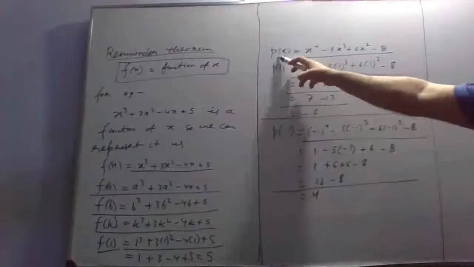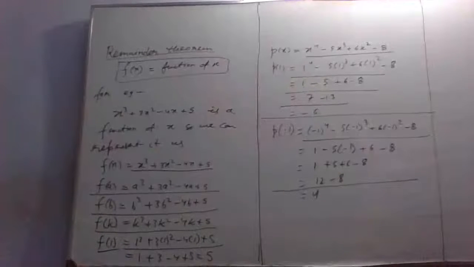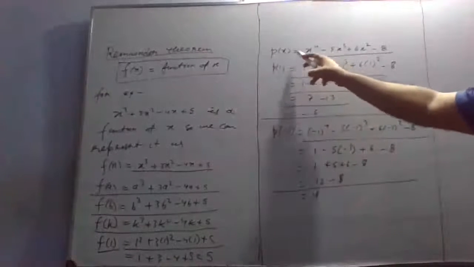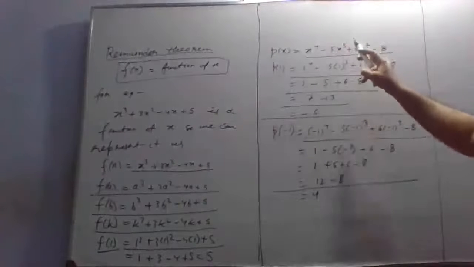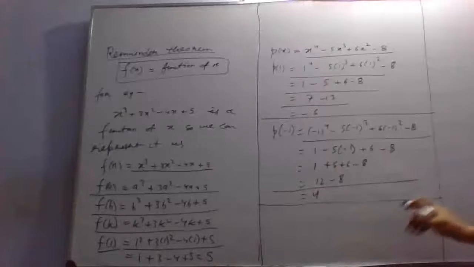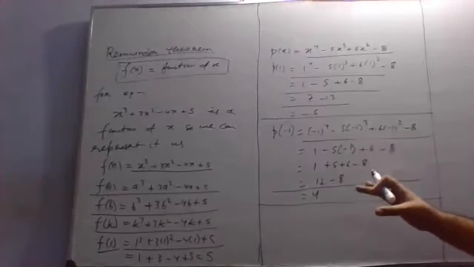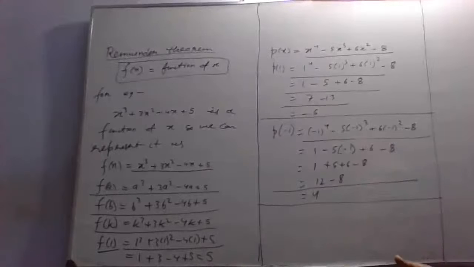P is only in terms of x. P(x) means p is in terms of x and its value is p(x) equals x to the power 4 minus 5x cube plus 6x square minus 8. Sometimes we use the symbol q or f or g or p. Okay, all these are termed as function. F is the function of x.